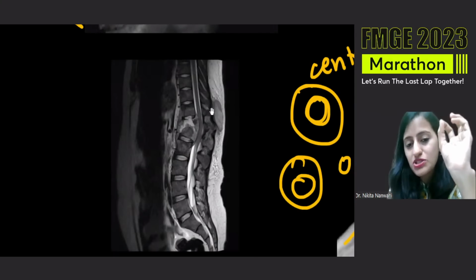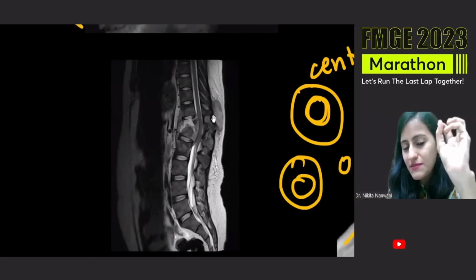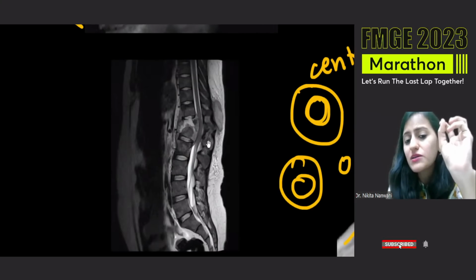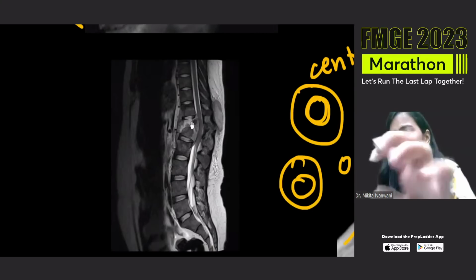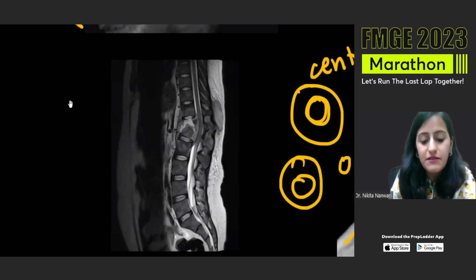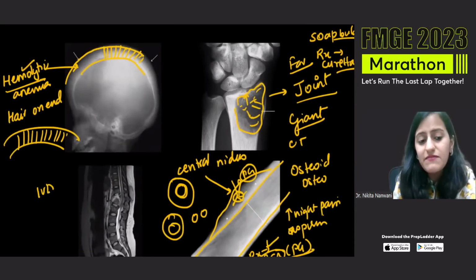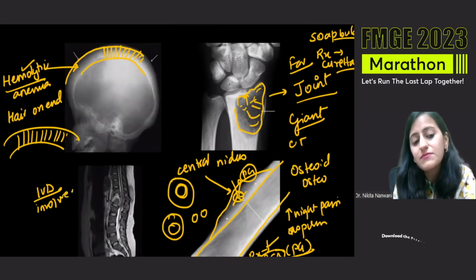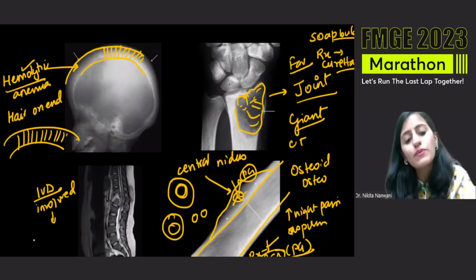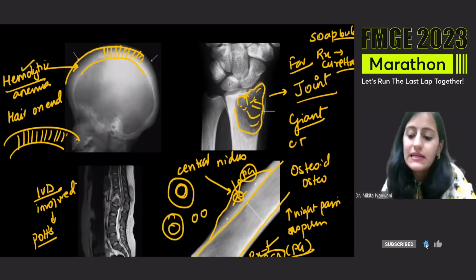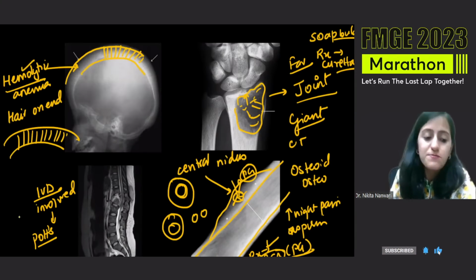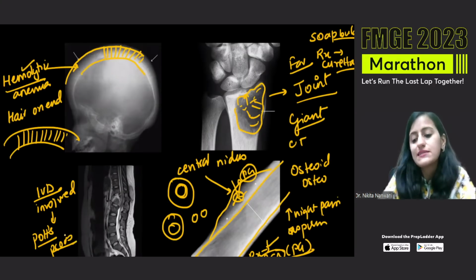See, vertebra, posterior element, vertebra, posterior element. So if you see, at least two levels are involved. That means obviously the intervertebral disc is involved in this case, right? Whenever the intervertebral disc is involved in the spine, always think about Pott's spine. Metastasis will not involve the intervertebral disc, right? So this is Pott's spine, which can lead to psoas abscess.